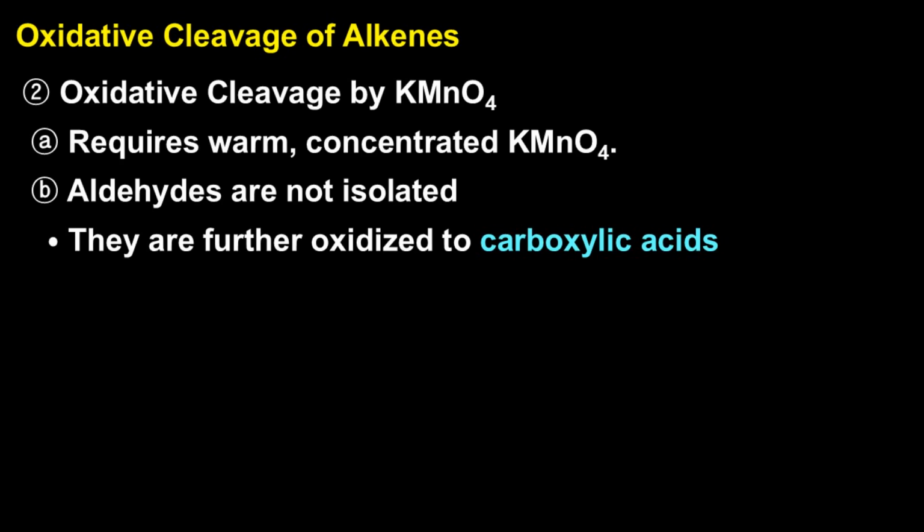Now let's move on to another method, oxidative cleavage using potassium permanganate. This one's a bit more intense than ozonolysis. We use warm, concentrated KMnO₄, and under these conditions, the reaction goes all the way. So if any aldehydes happen to form in the process, they won't stick around. They get fully oxidized into carboxylic acids before you even get a chance to isolate them. So with strong KMnO₄ like this, you're always going to end up with either a ketone or a carboxylic acid, depending on what kind of alkene you started with.